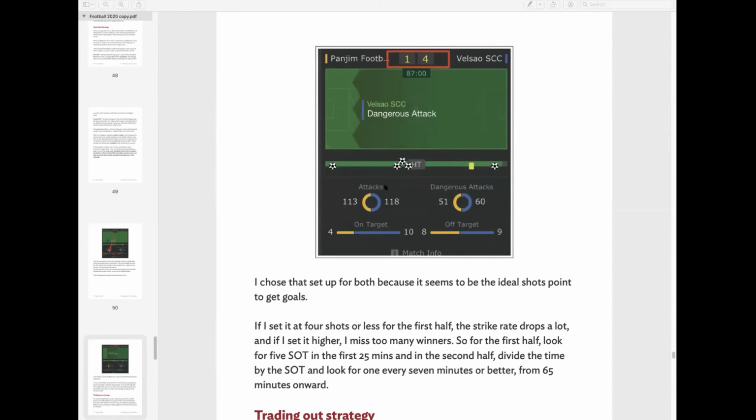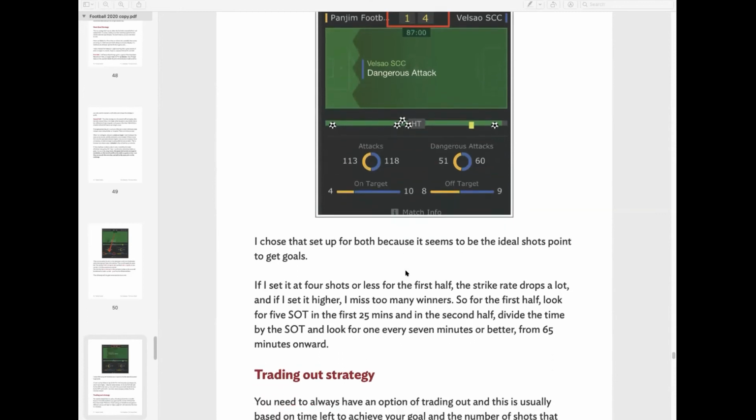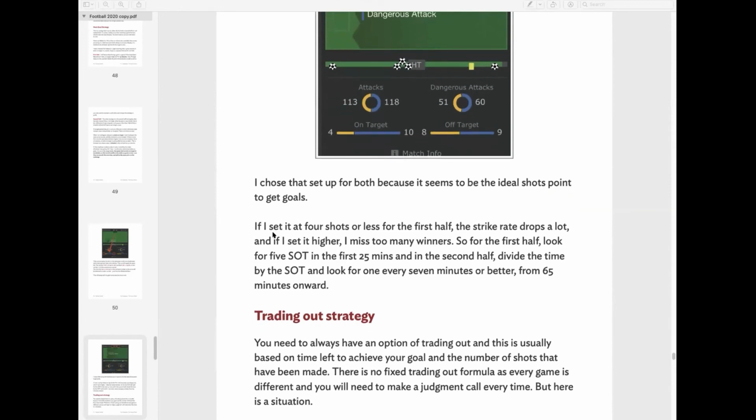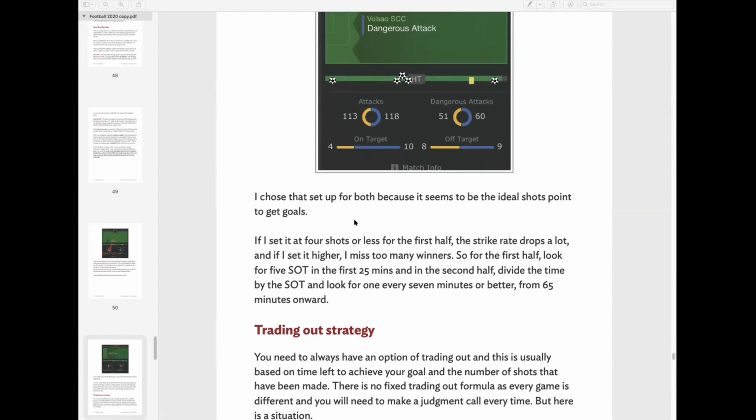What can happen in these games is the managers, 4 first half goals, the managers are going to change things, aren't they? So you're not going to get the same outcome in the second half. It's obvious when you think about it. So what I do is I chose the setup that I've got. It seems to be the ideal shots point to get goals. If you put it any higher, you're very rarely going to get those conditions to have a bet. And if you set it low, you're going to lose a lot more.